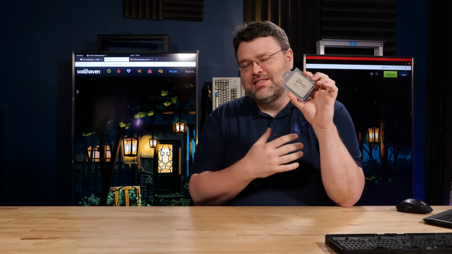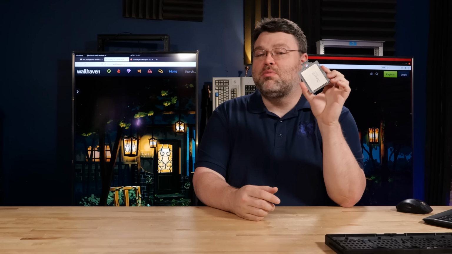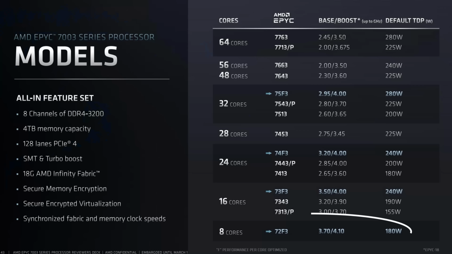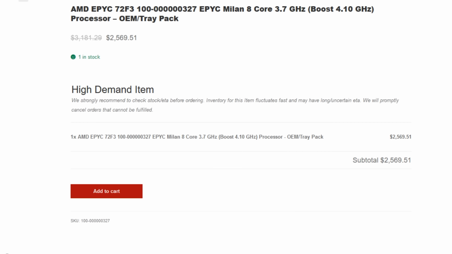Worst is probably not the right word. Fewest number of cores. That's not actually worst. But also the highest clock speed. 4.1 gigahertz. The only Epyc that can top 4 gigahertz. It is insanely fast, but it's only 8 cores. And it's $2,500. Who in their right mind would pay $2,500 for 8 cores?